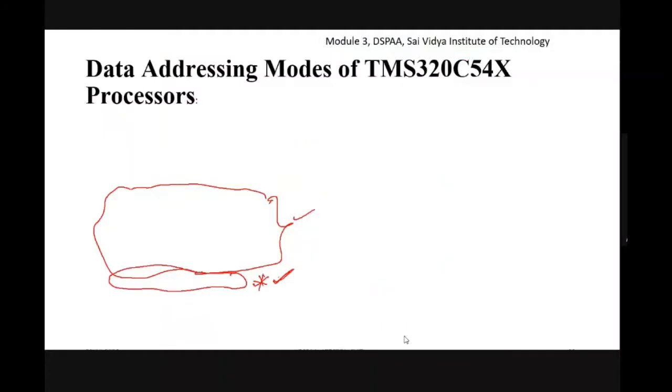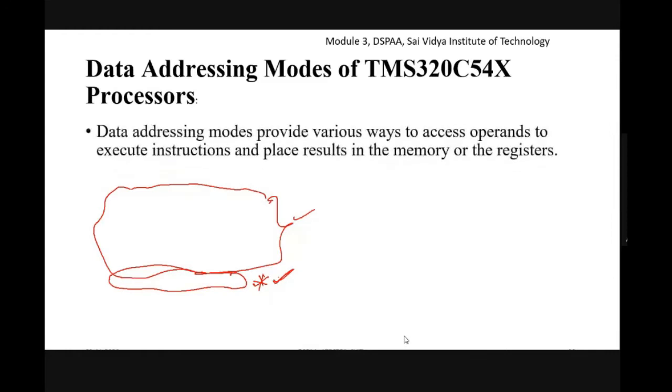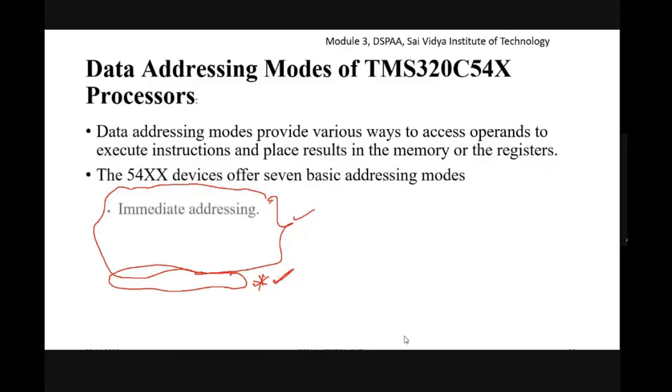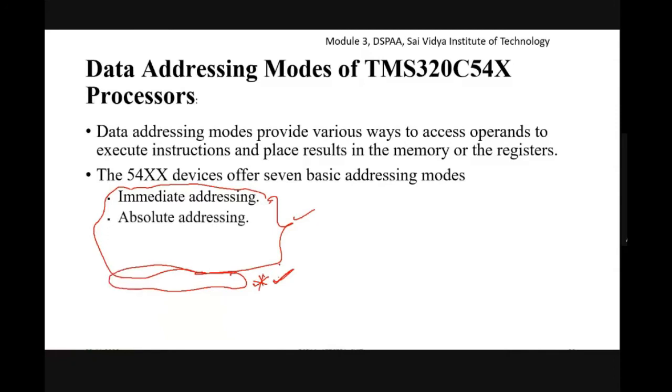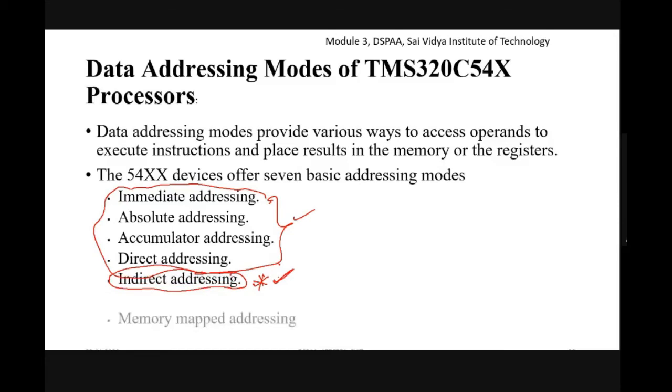Today's class is a recap of what we discussed in the previous classes, that was data addressing modes of the TMS320C54XX processor. In this processor, we have different types of addressing modes. The first addressing mode is immediate addressing mode. Afterwards we have absolute addressing mode, accumulator addressing mode, direct addressing mode, indirect addressing mode, memory mapped addressing mode, and stack addressing mode.